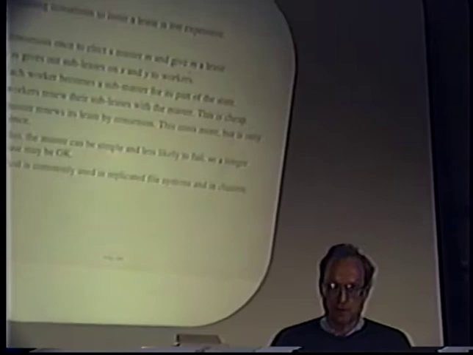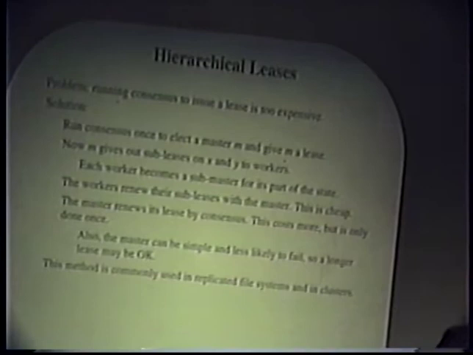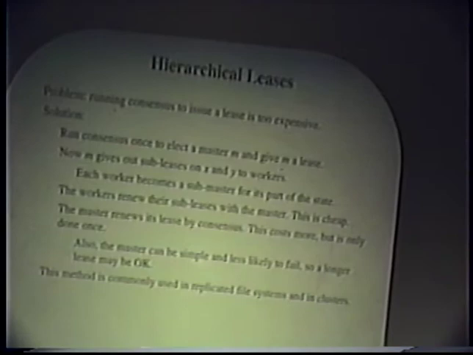Like any good idea in computing, this idea can be made recursive or hierarchical. It may be that running consensus to issue a lease is still too expensive. How can you get around that? Well, do it in two stages. Run consensus once to elect a grandmaster. So he gets a lease on being the grandmaster. And then M, the master, can give out subleases on parts of the state, X and Y, to workers.